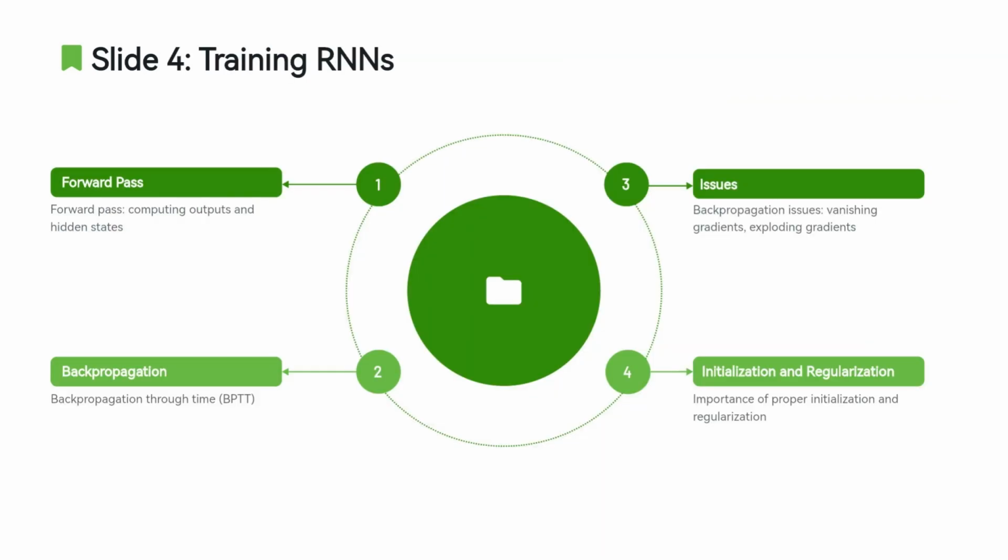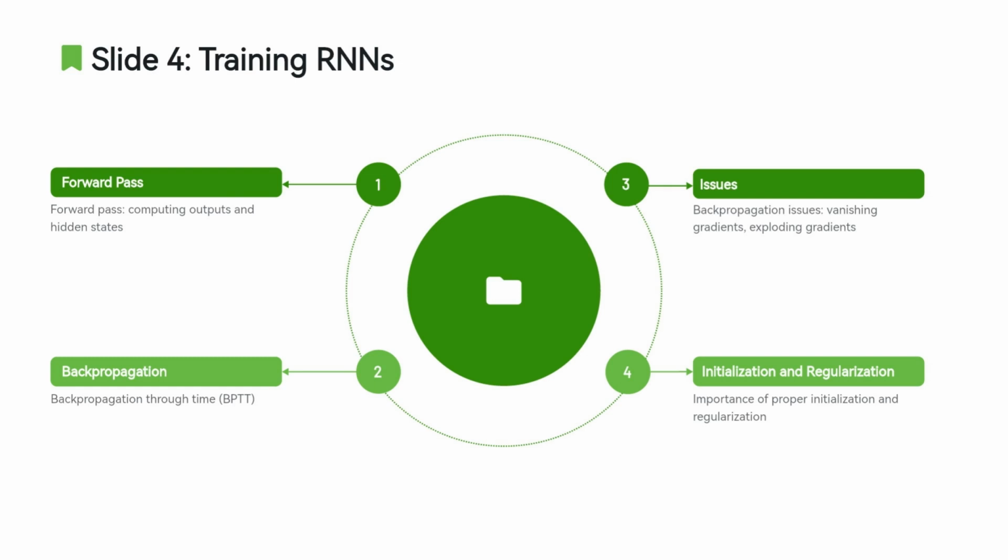Training RNNs follows a similar process to training traditional neural networks, but with an additional challenge due to the recurrent structure. During the forward pass, the network computes the outputs and updates the hidden states across all time steps, passing information through the recurrent connections. However, during the backpropagation step, RNNs require a specialized method known as backpropagation through time, BPTT. This involves unrolling the network across all time steps and then calculating the gradients at each time step. The gradients are then propagated backward through time to adjust the weights.